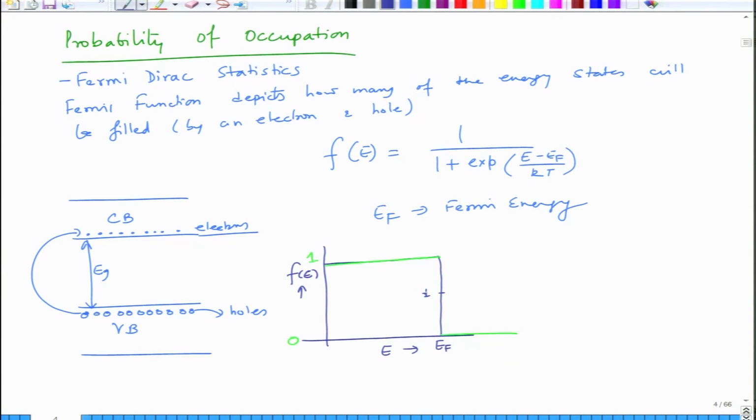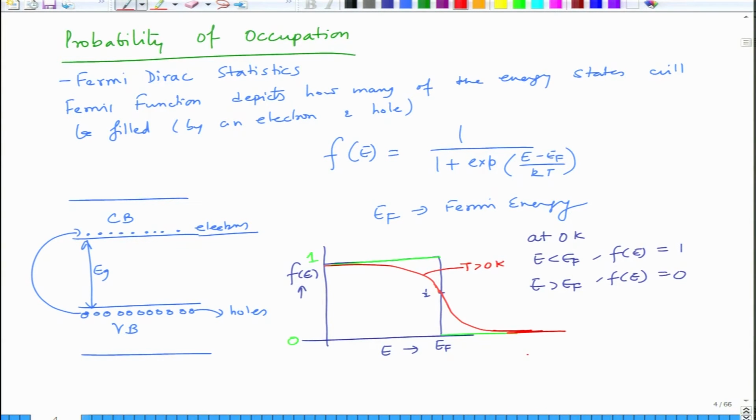However, what this tells you is that at 0 Kelvin, for E less than Ef, Fe is equal to 1. For E greater than Ef, Fe is equal to 0, which means all the energy levels are filled up to the Fermi level at 0 Kelvin, and above Ef all the energy levels are empty. And as you increase the temperature, this curve goes in this fashion. As you increase the temperature, the curve becomes like this. So this is at T greater than 0 Kelvin.